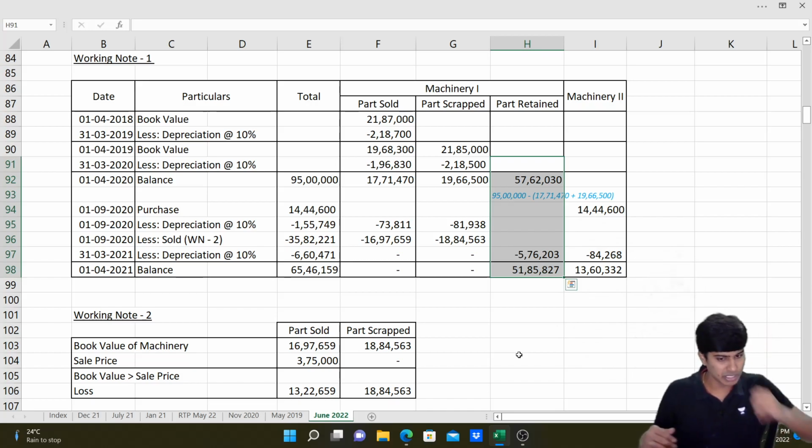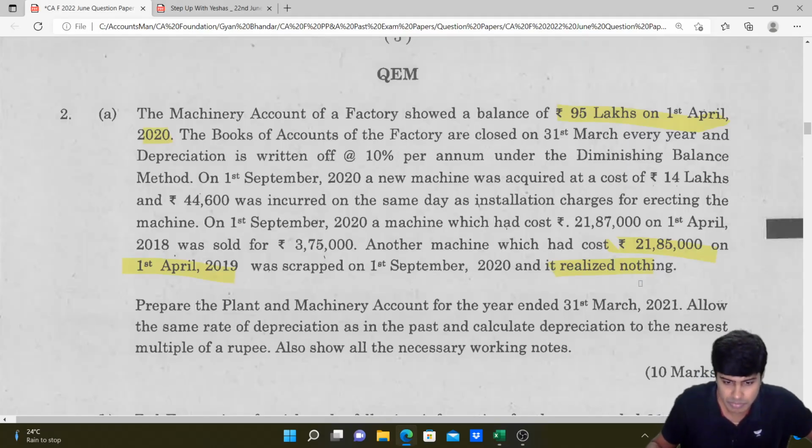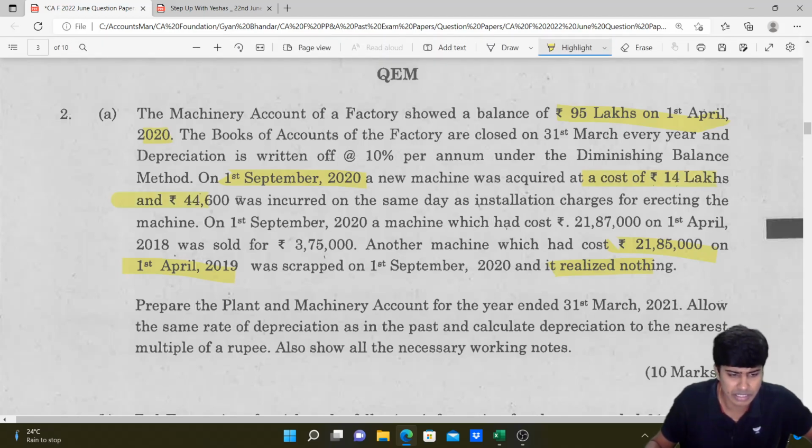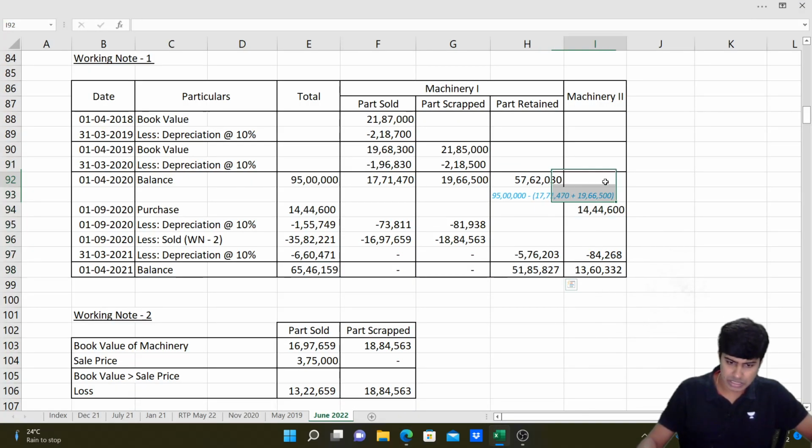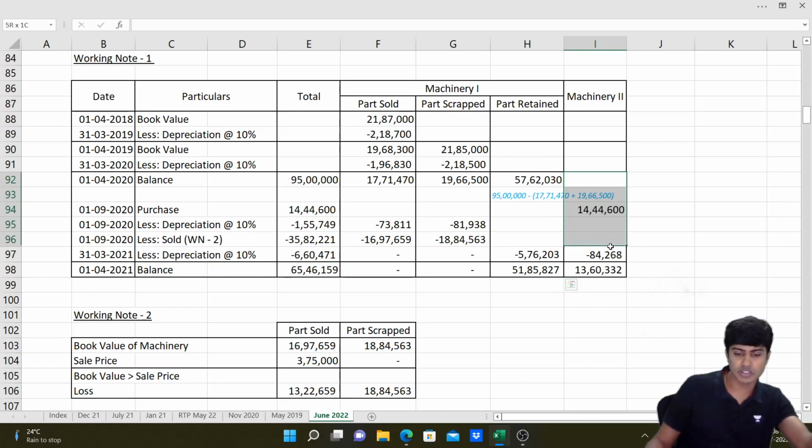And they've also mentioned that one more machinery is purchased. On what date? 1st of September 2020, they purchased one more machinery for 14 lakhs and incurred 44,600 on the same day as installation charges. So I'll write 14 lakh 44,600 rupees as my installation charge, total value of the asset. Purchase on 1st of September.